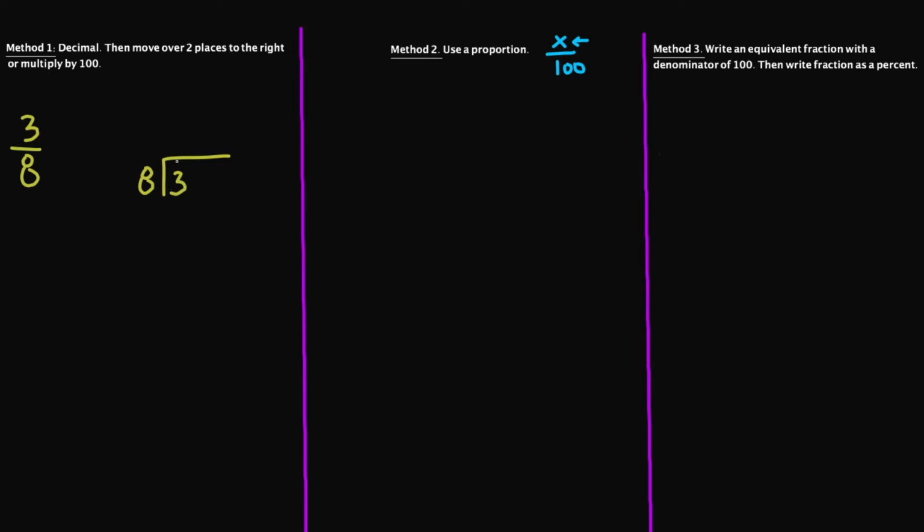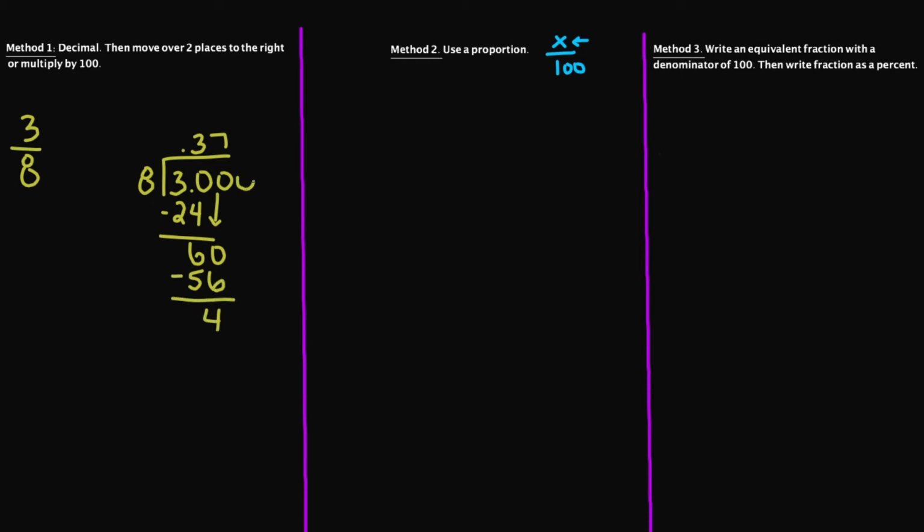8 does not go into 3, so I do need to add a decimal and a 0. 8 goes into 30 3 times. 8 times 3 is 24. 30 minus 24 is going to equal 6. I'm going to bring down my 0. 8 goes into 60 7 times. 8 times 7 is 56. 60 minus 56 is going to equal 4.